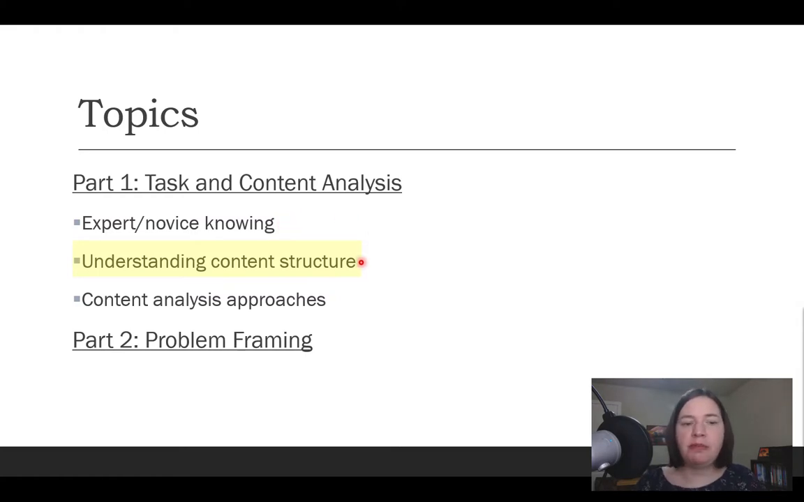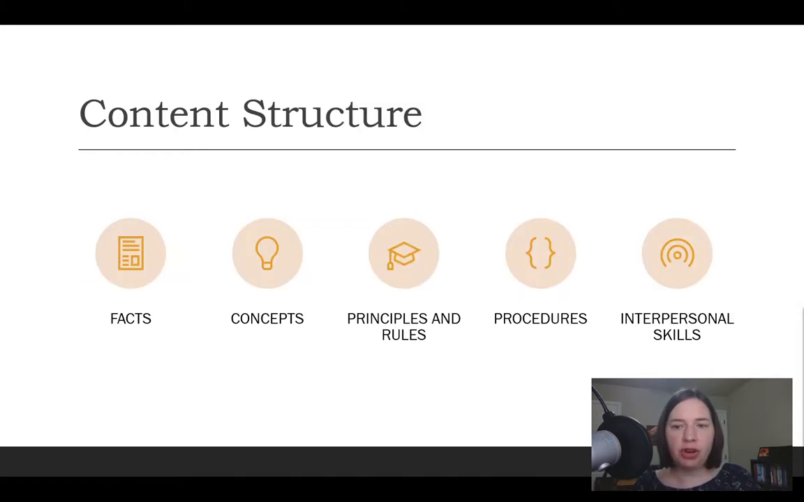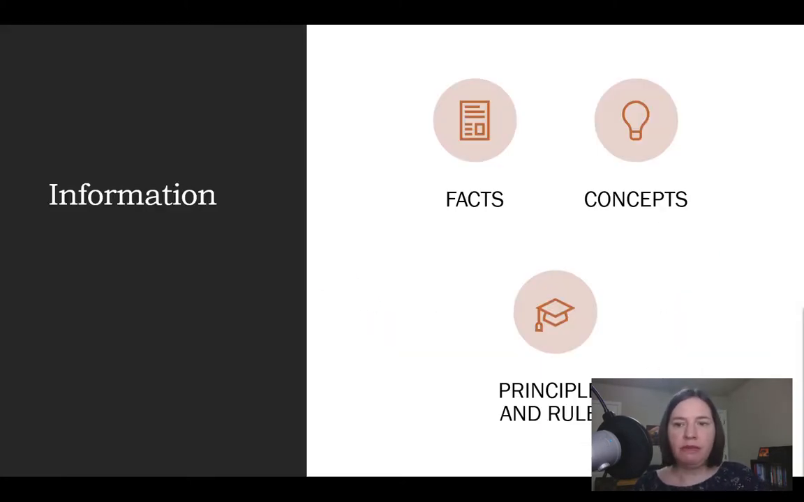Next we need to be able to break down and understand the structures of different content. Here's a framework that the book used: facts, concepts, principles and rules, procedures, and interpersonal skills. We might break down what students need to learn into these categories. Information-wise, facts, concepts, principles, and rules go together. Facts are basically memorized. Concepts are understanding relationships across facts. And principles and rules are more like procedural knowledge, or what to do with the facts and concepts.